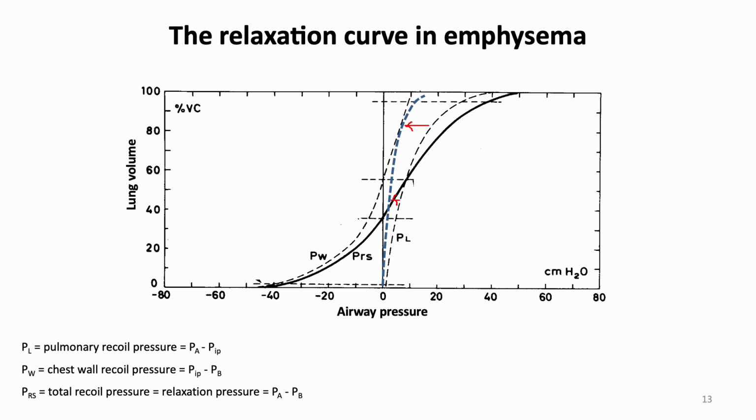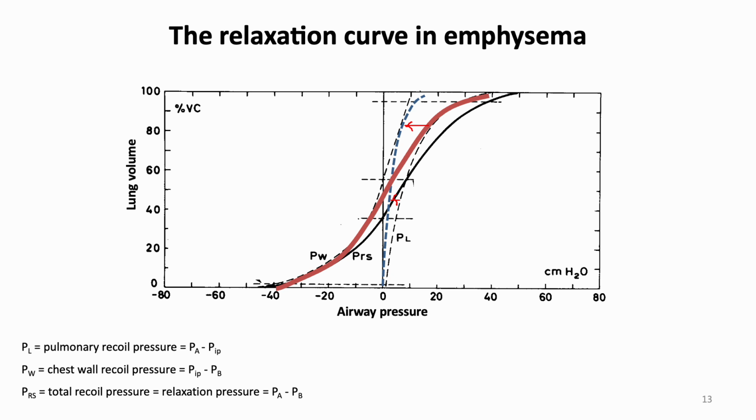And let's assume just for now that the chest wall recoil pressure is unaffected by emphysema, which is more or less true. What then happens to the total recoil pressure of the respiratory system? Well, the solid line is always supposed to be the sum of the chest wall and the pulmonary recoil curve. So in this instance, it means that the relaxation curve for the total respiratory system is also left shifted.